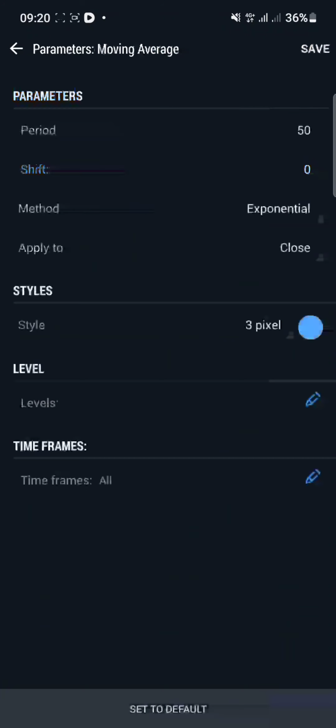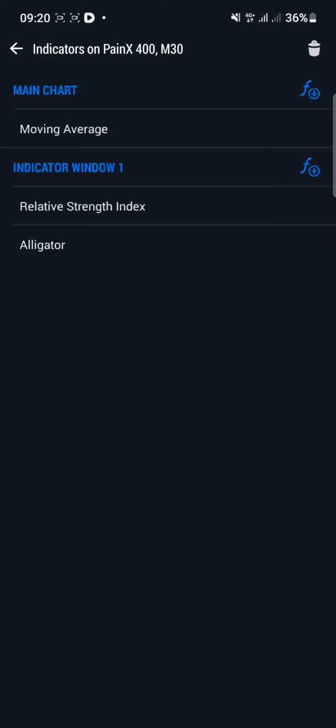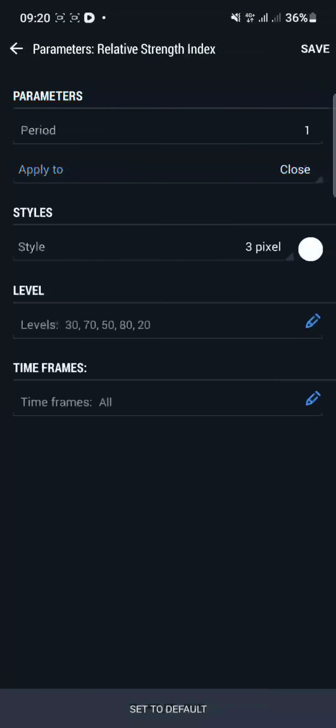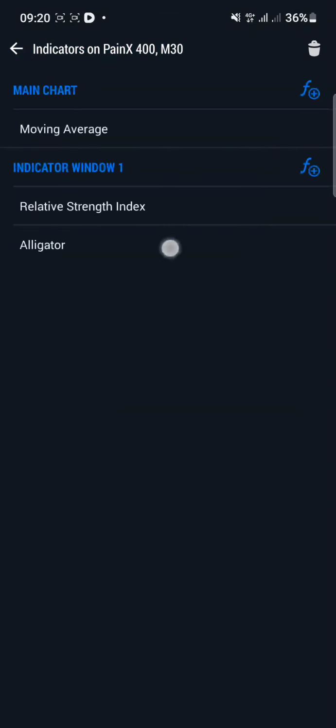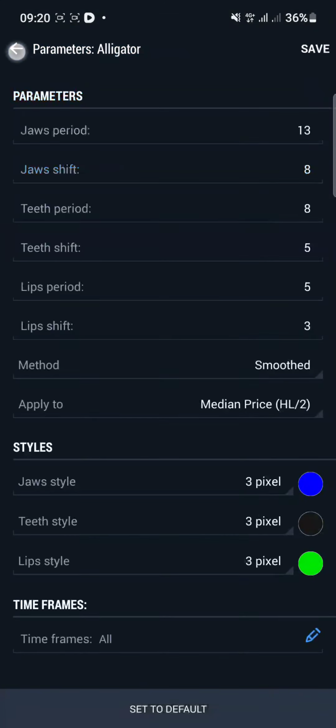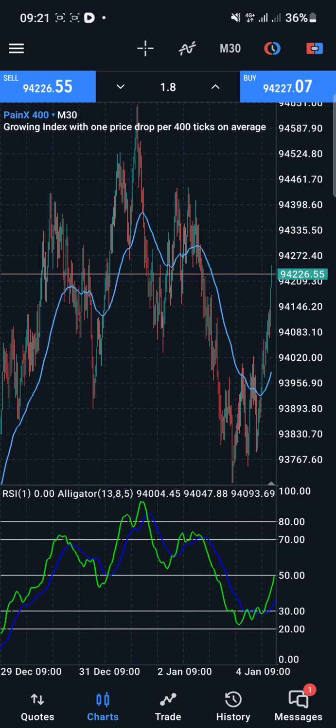So these are the setup, the one on the main chart, and of course the window indicator, and the second one on the window indicator. So now let's go straight into it and see how we can put them into use.